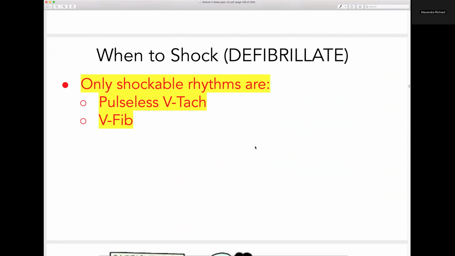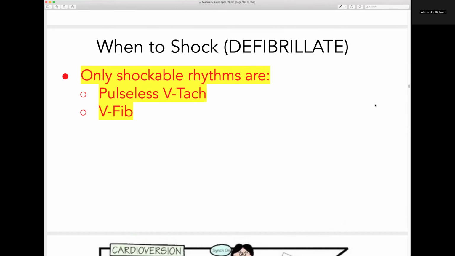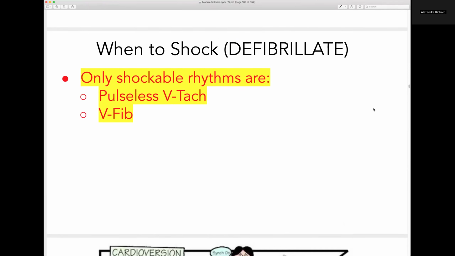Okay? So please write this down. Please memorize this. When to shock a patient. When to defibrillate. These are the only two rhythms that we defibrillate. Pulseless VTach and VFib.